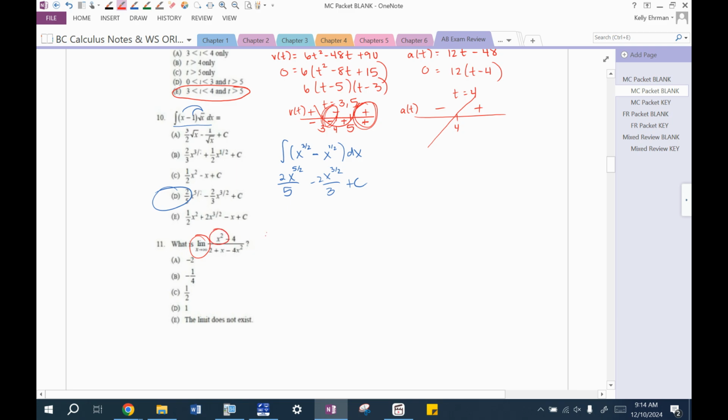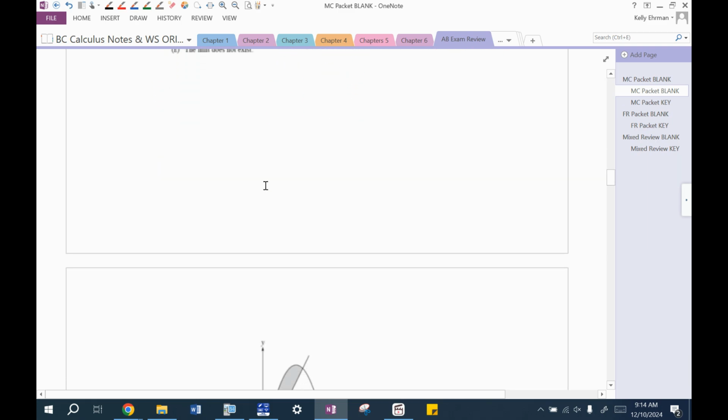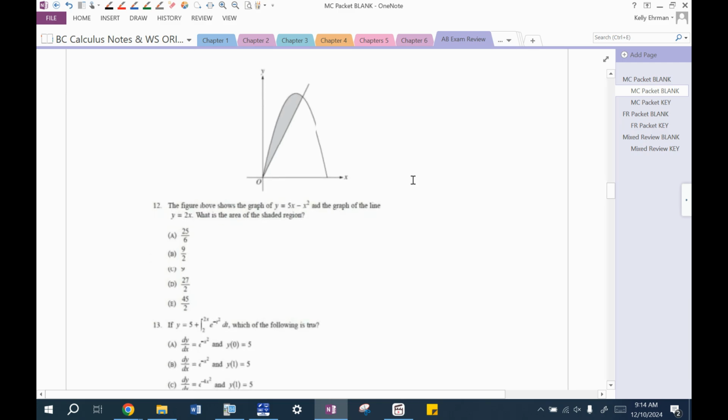Limits at infinity are asking what's the horizontal asymptote if you have a rational expression. So this is x squared over x squared, so it's a tie. The horizontal asymptote is dividing those coefficients. It's 1 divided by negative 4. That was silly of me, so I don't need L'Hopital's. All right, take a look at 11.